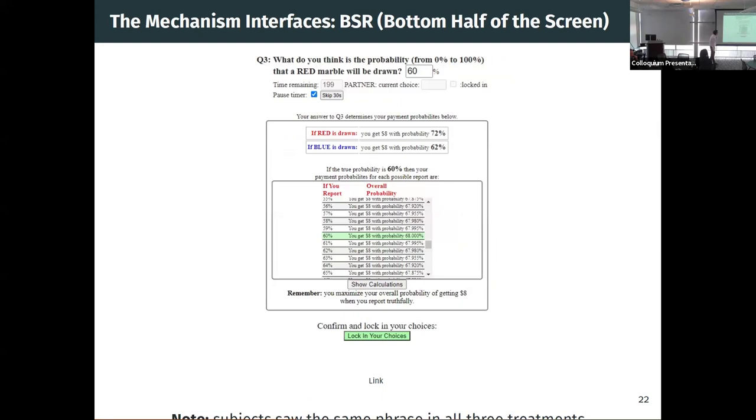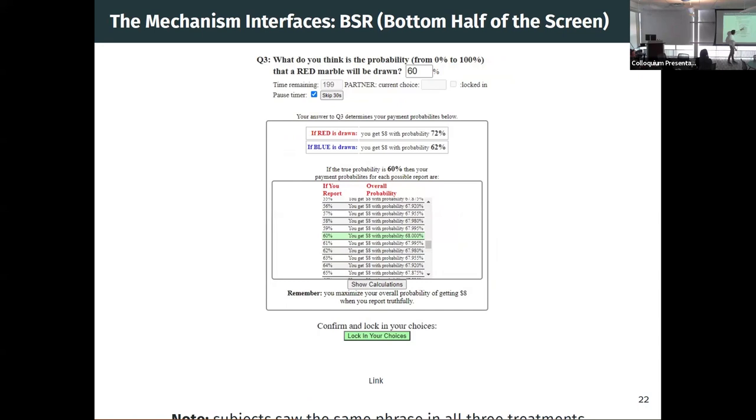With the BQSR, if you type in a probability like 60%, it will tell you what the two possible payment probabilities are. This is the 1 minus Q squared. This is the 0 minus Q squared thing. So it actually gives you the output of those calculations. And it even gives you this table saying if the true probability were 60%, then your overall probability of getting paid would be so much if you report such and such.